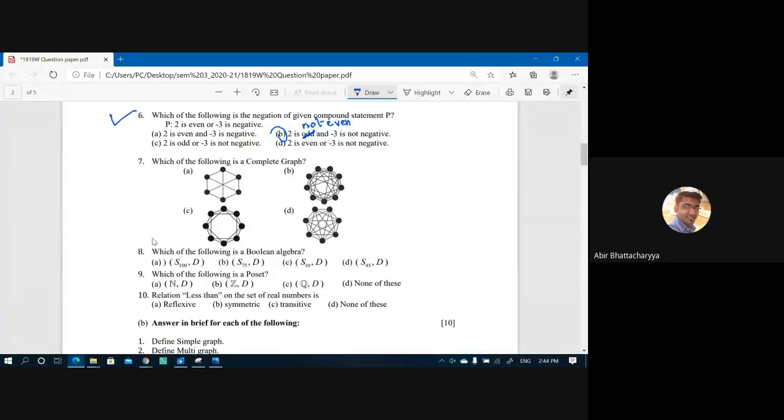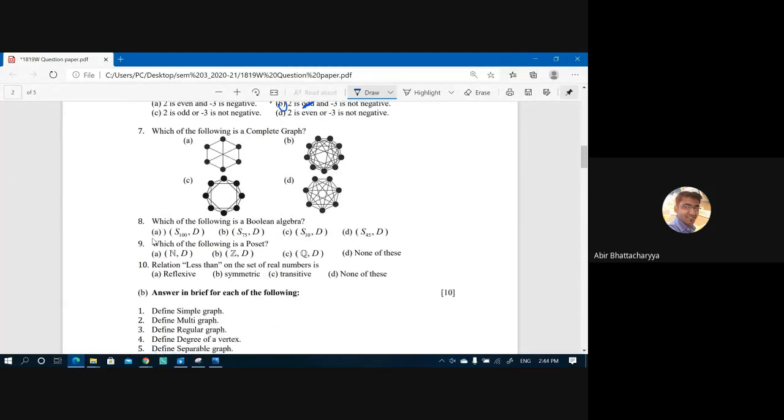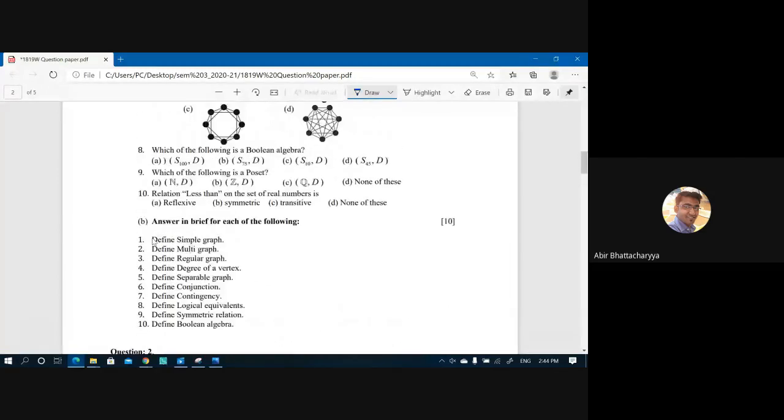2 is not even, and by De Morgan's law, 2 is not even and negative 3 is not negative. Okay, so moving forward, some questions over here. In this case, we have already done this.